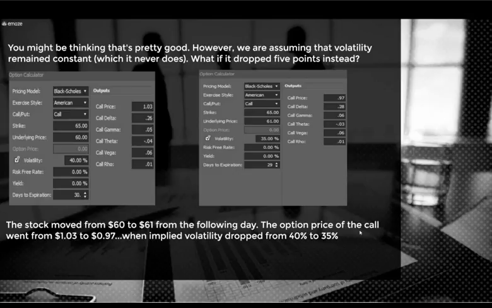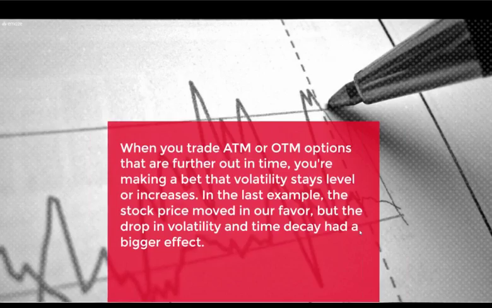This is why, when you trade at the money or out of the money options that are further out in time, you're making a bet that volatility stays at that level or increases. In the last example, the stock price moved in your favor, but the drop in volatility and time decay had a bigger effect on it. That's why it's very important that we understand volatility and time, especially when we are buying options.